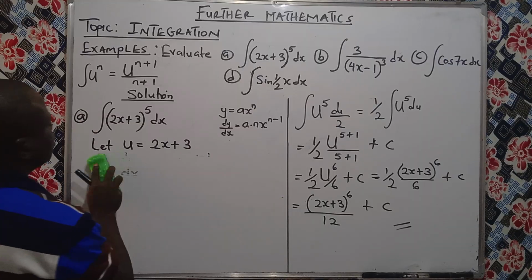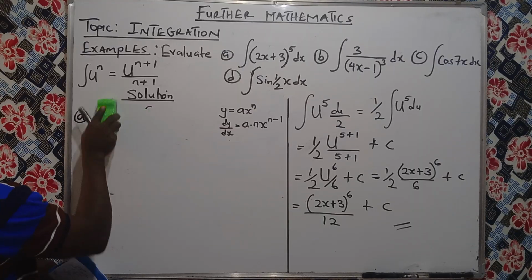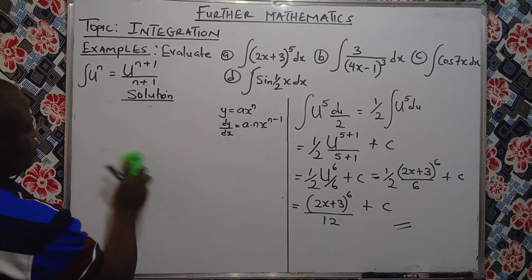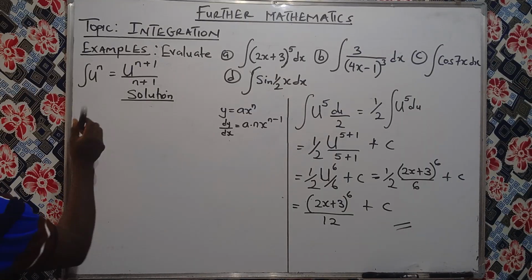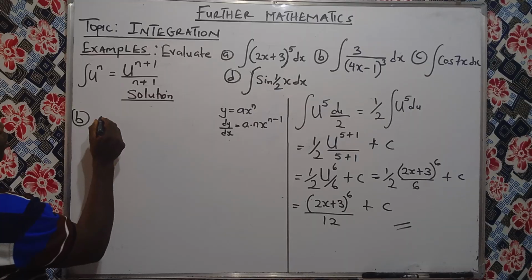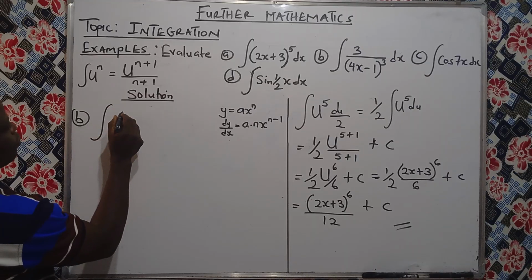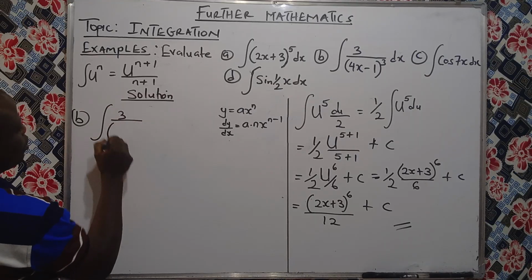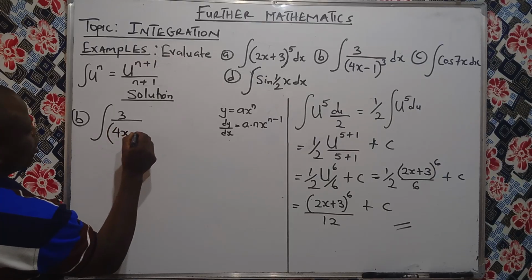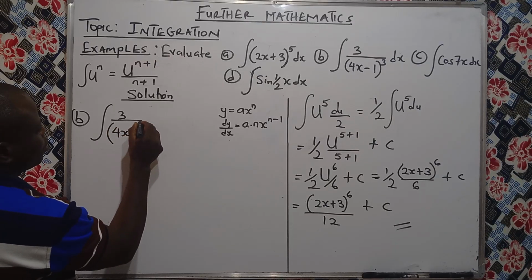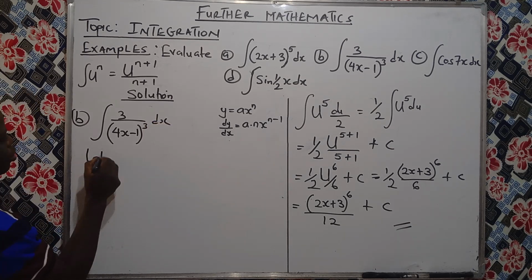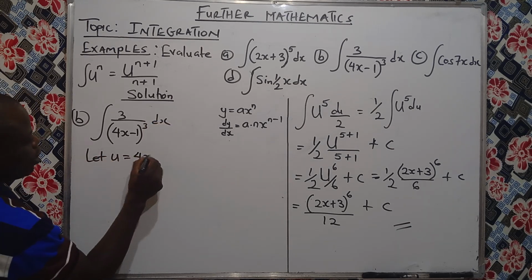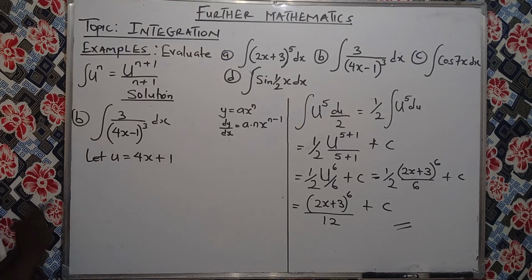Let's go to the second one. The b part goes thus. You have b. The question is the integral of 3 over (4x plus 1) raised to power 3 dx. Now, let u equal 4x plus 1, the one inside the bracket.